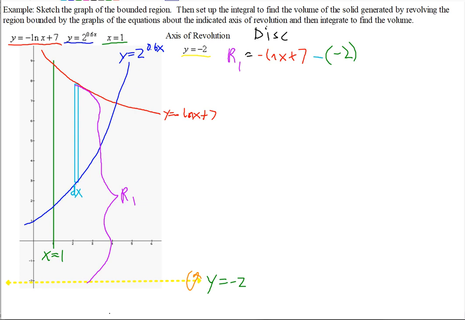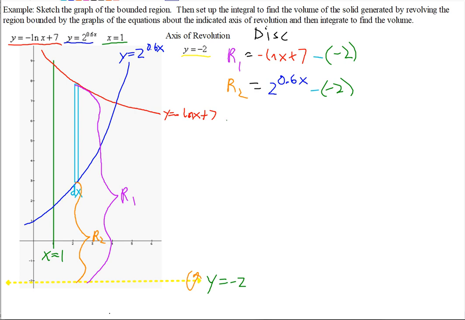and the region. So if there is an R2, it goes from the axis of revolution to the close end of the rectangle, which in this case is the bottom. There's a radius of the hole that we have to subtract. So R2 is going to be the top minus the bottom. So the one on the top for R2 is 2 to the 0.6x, minus the one on the bottom, -2. So notice they're both plus 2. And you're going to see that pattern with the disk method. If there is an R2, R1 and R2 will look similar to each other.